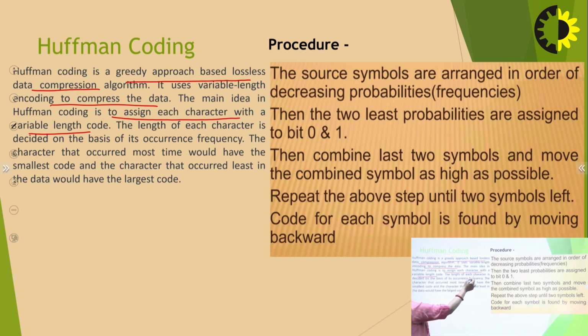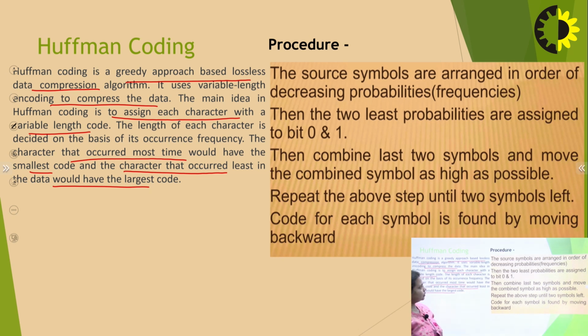The length of each character is decided on the basis of its occurrence frequency. The character that occurred most times would have the smallest code, and the character that occurred least in the data would have the largest code. That means the character which is occurring repeatedly has the smallest code, and the character that occurred least has the largest code. This will be clear when we explain a numerical on it.